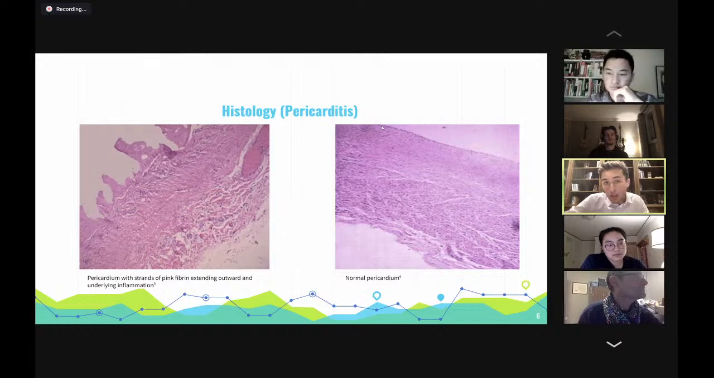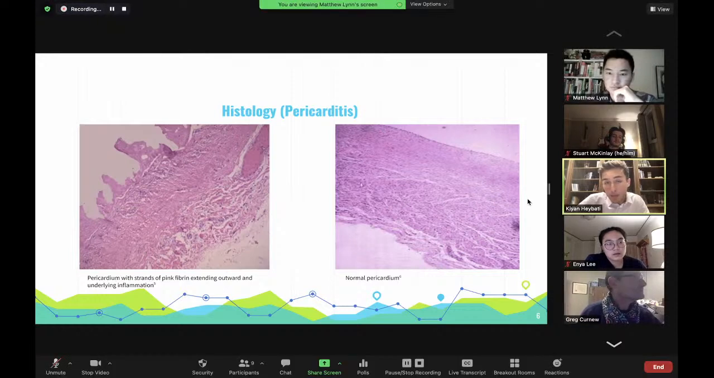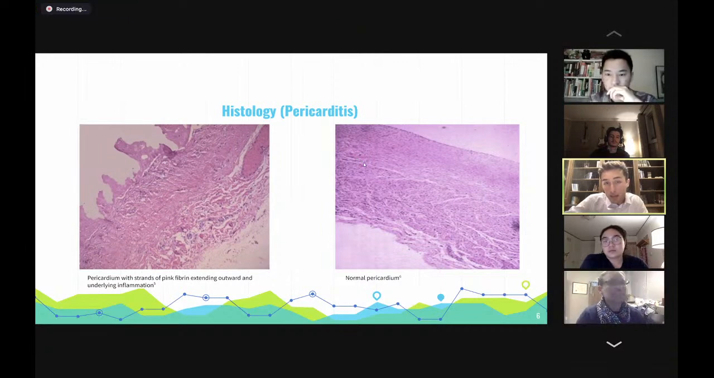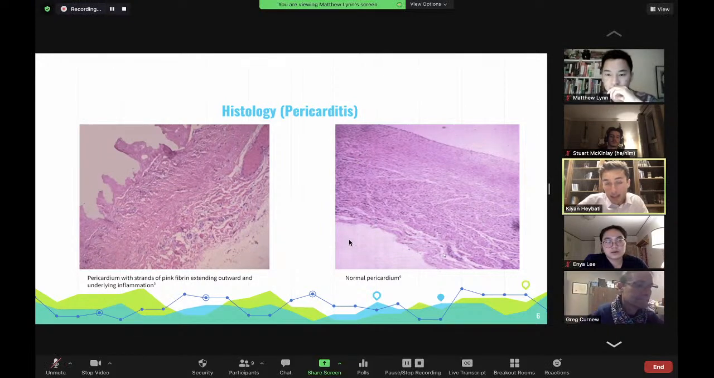You can see the nuclei of the cells, those little circular things that we mentioned. You can also see the myocardium here that looks fairly normal. You can also see the endocardium in the bottom left-hand side of that slide.